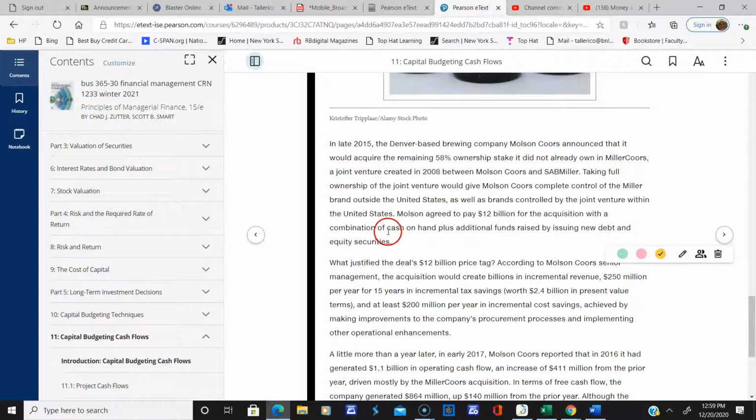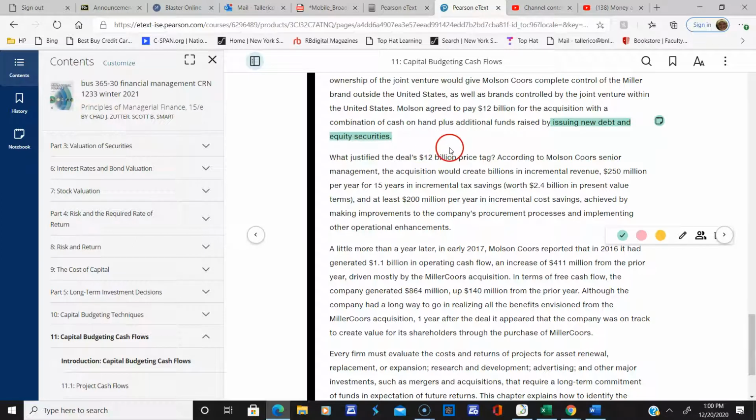Molson agreed to pay $12 billion for the acquisition, with a combination of cash on hand plus additional funds raised by issuing new debt, which would be bonds, and having a stock IPO.